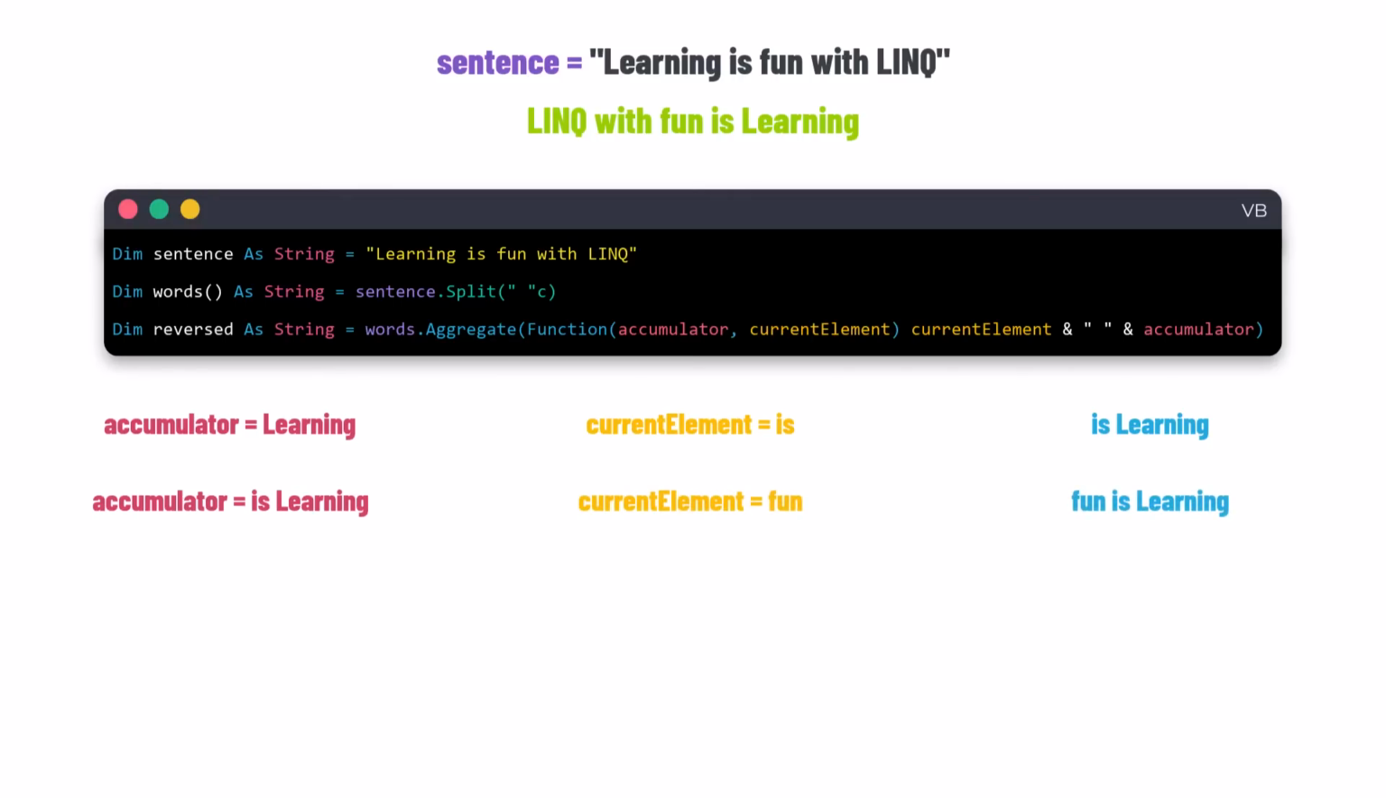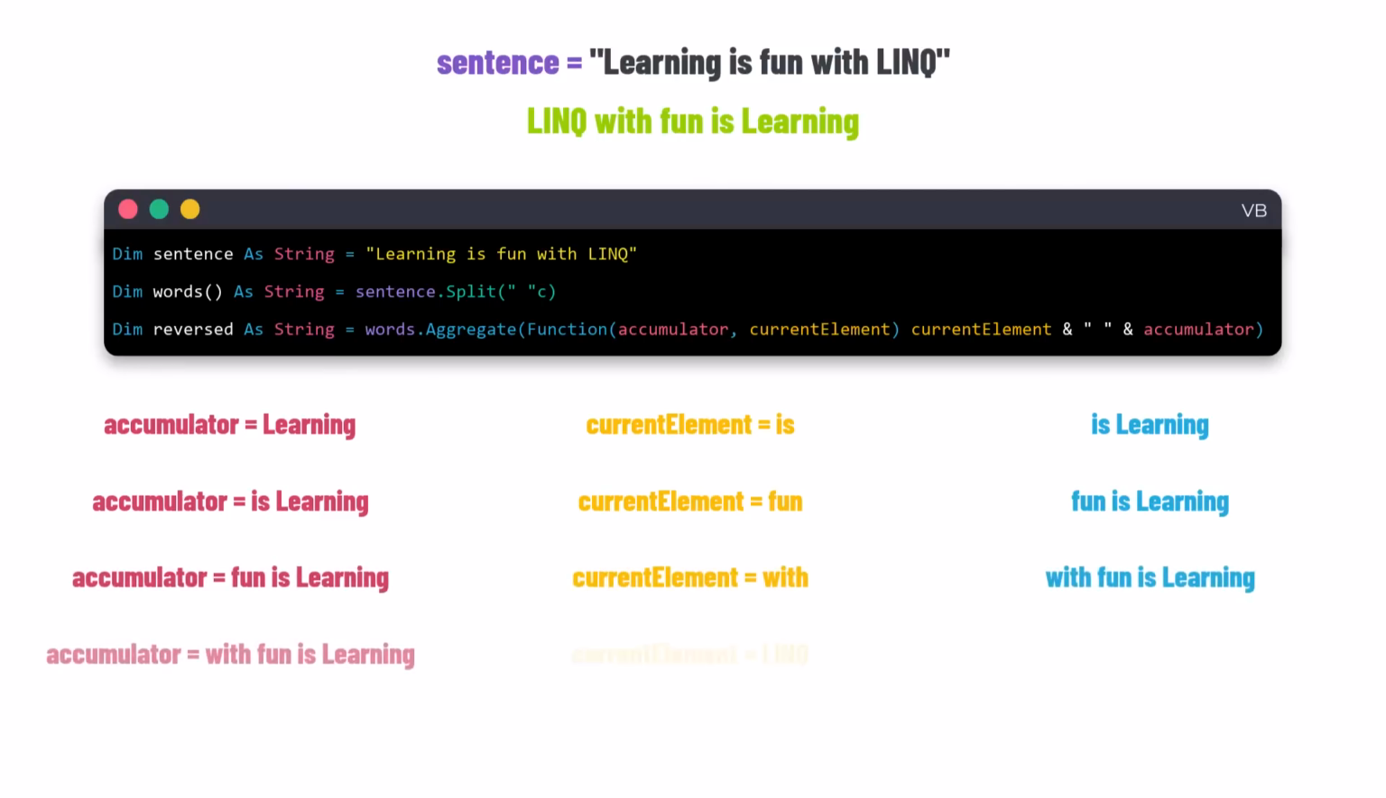This process continues, with each word being added to the front of the accumulating string. After processing all the words in the array, we end up with the original sentence with its words in reverse order. So, learning is fun with LINQ becomes LINQ with fun is learning. The result is a string composed of the reversed order of words. This demonstrates how to use the first overload of the aggregate method to reverse the word order in a sentence. It's a neat way to manipulate strings and can be very useful in various programming scenarios.